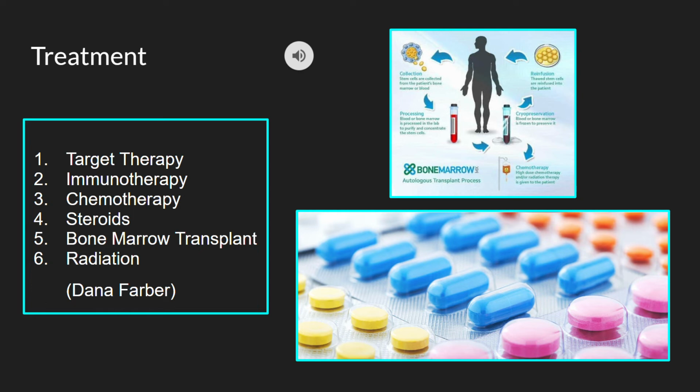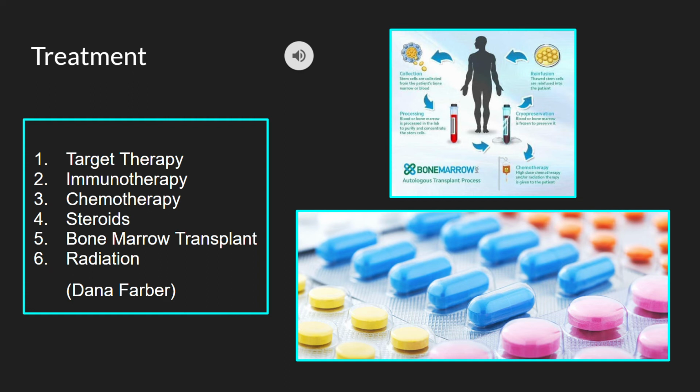Another option is immunotherapy, and this is using your own immune system to fight the cells. So usually our cells wouldn't fight these abnormal cells because they're seen as normal. However, if we were able to use a drug that was able to target the cells as foreign, then your immune system would go and attack these cells. So that's another option.